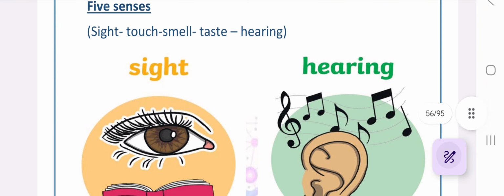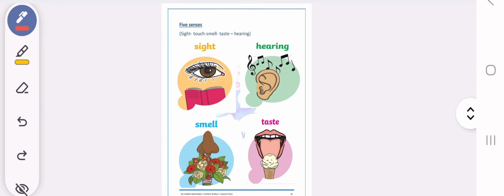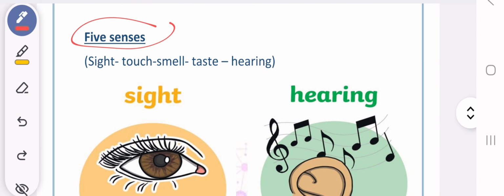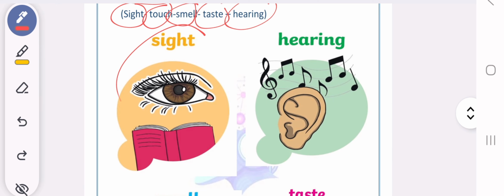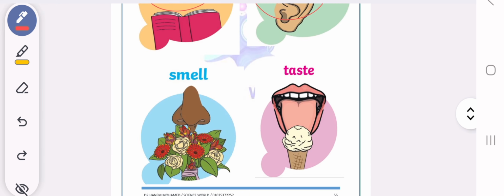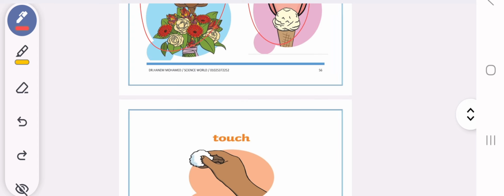So, lesson number 6 is talking about what? Let's see. 5 senses. Of course, we know we have 5 senses. Sight, it means to see. Touch, to touch everything around us. Smell, smelling by nose. Taste, by tongue. Hearing, to hear the sounds. So, sight, hearing, smell, taste, and touch.